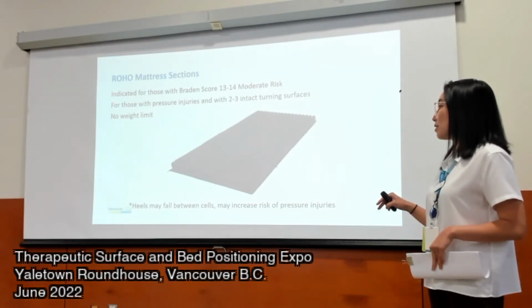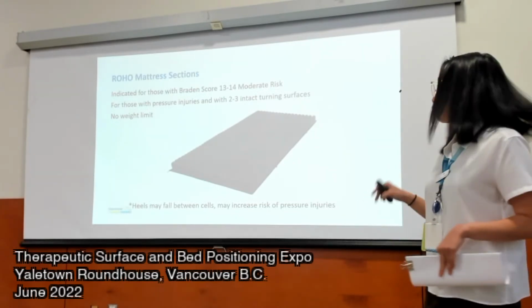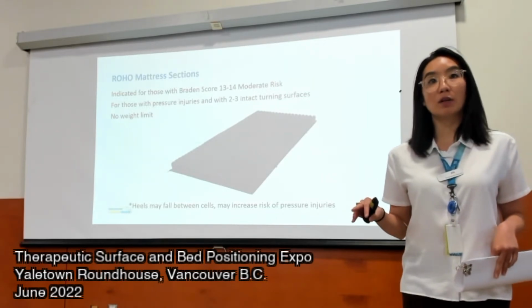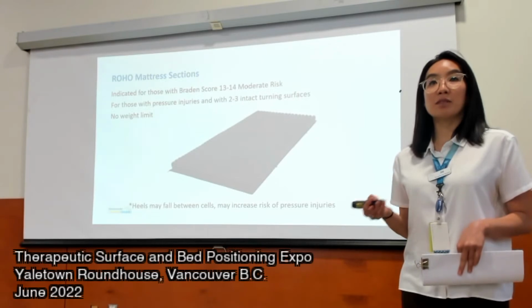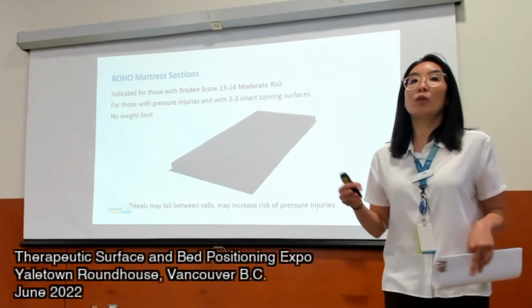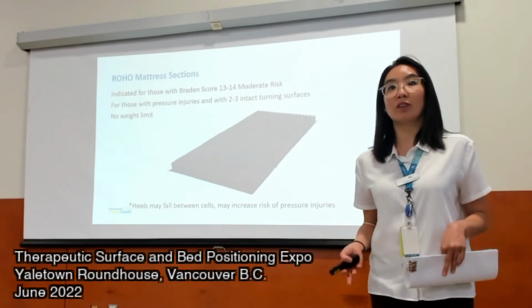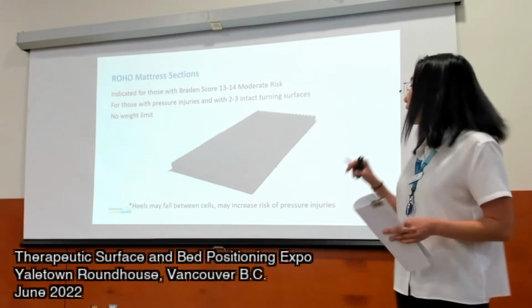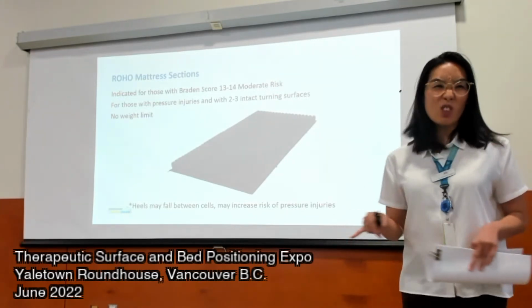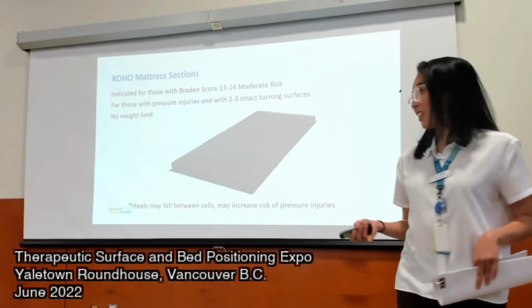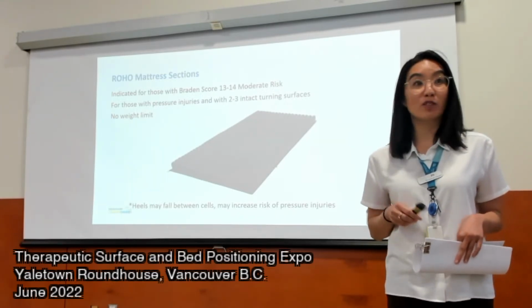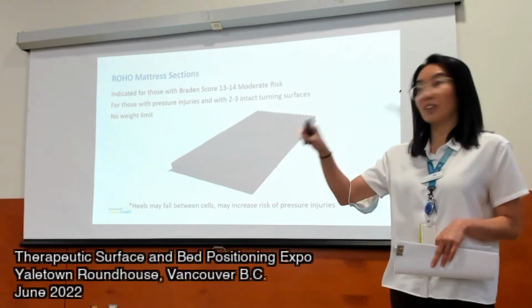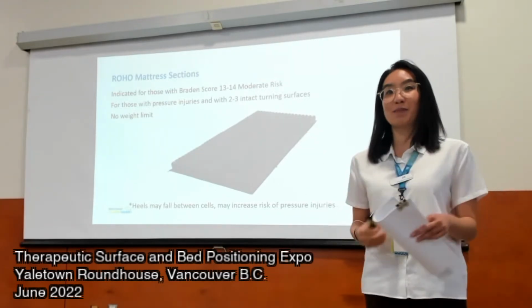One thing to note is that heels might fall between the cells of a Roho. So just because you have a Roho, if the resident has skin breakdown on their heels, you might want to consider additional positioning devices to help offload those heels, because that is one limitation of Rohos. Another is, of course, if somebody has unstable spinal fractures, you probably don't want them on an unstable mattress. You want something a little bit more firm.